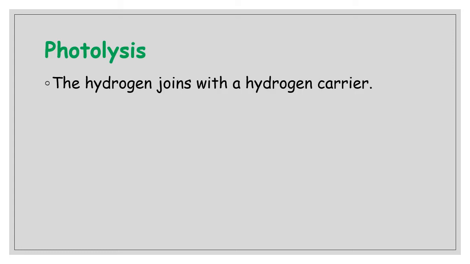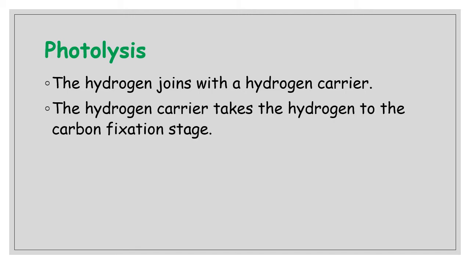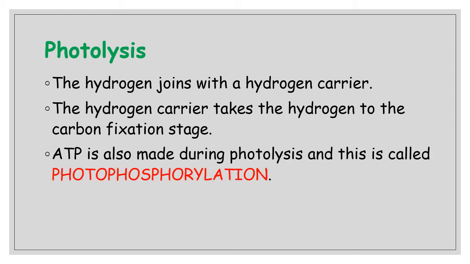Just in text form, the hydrogen joins with a hydrogen carrier. At this stage in National 5, you don't need to know the name of that molecule. You will learn the name when you go into Higher Biology next year. Hydrogen is then taken by that carrier to the next stage, carbon fixation. We also make ATP during photolysis.